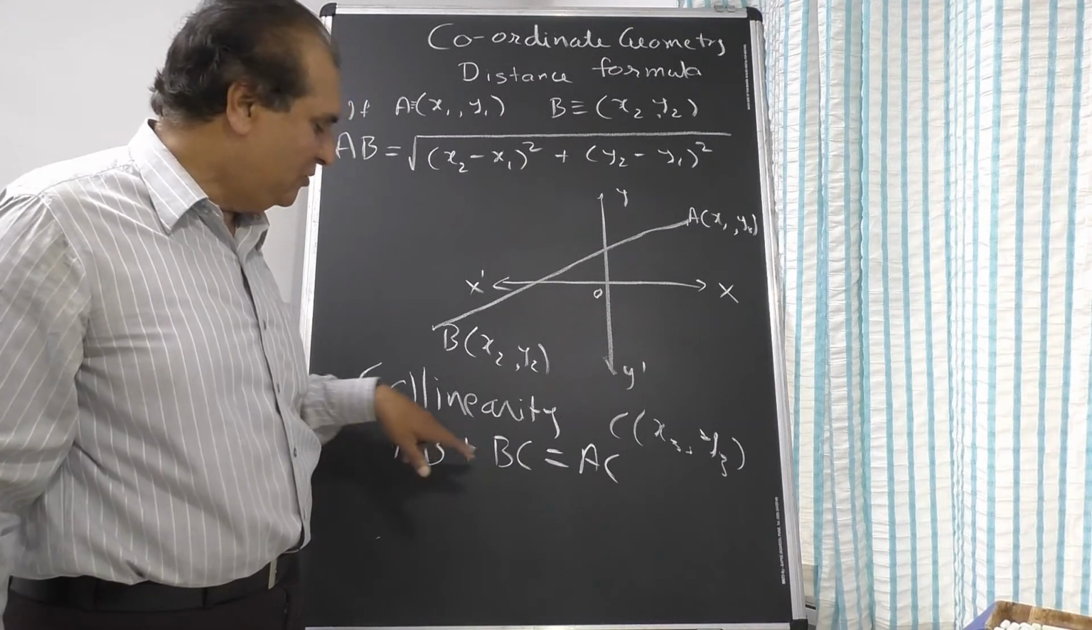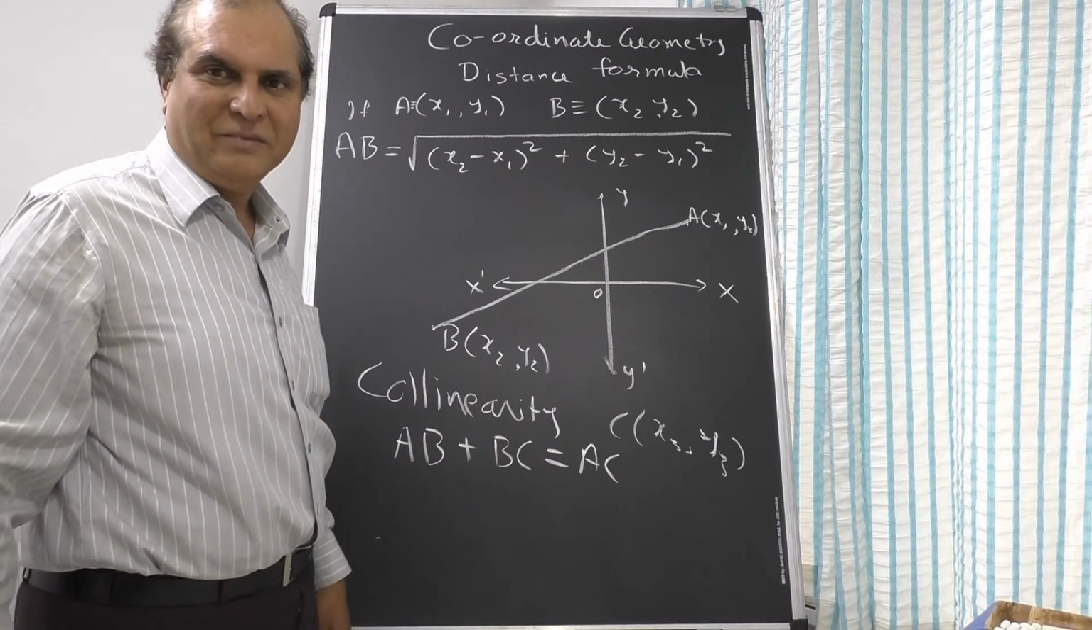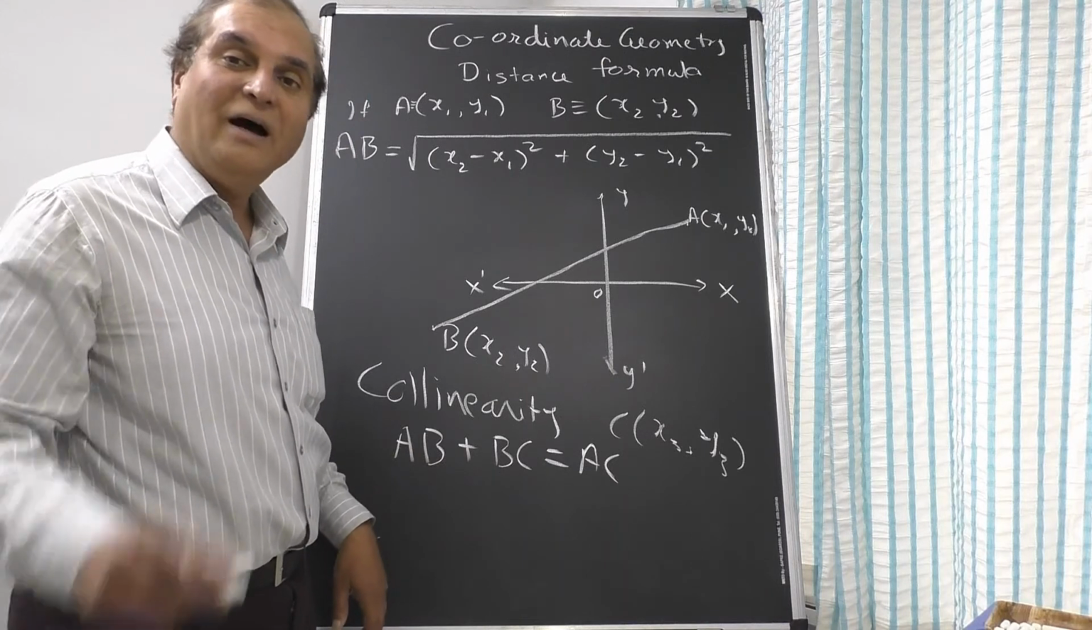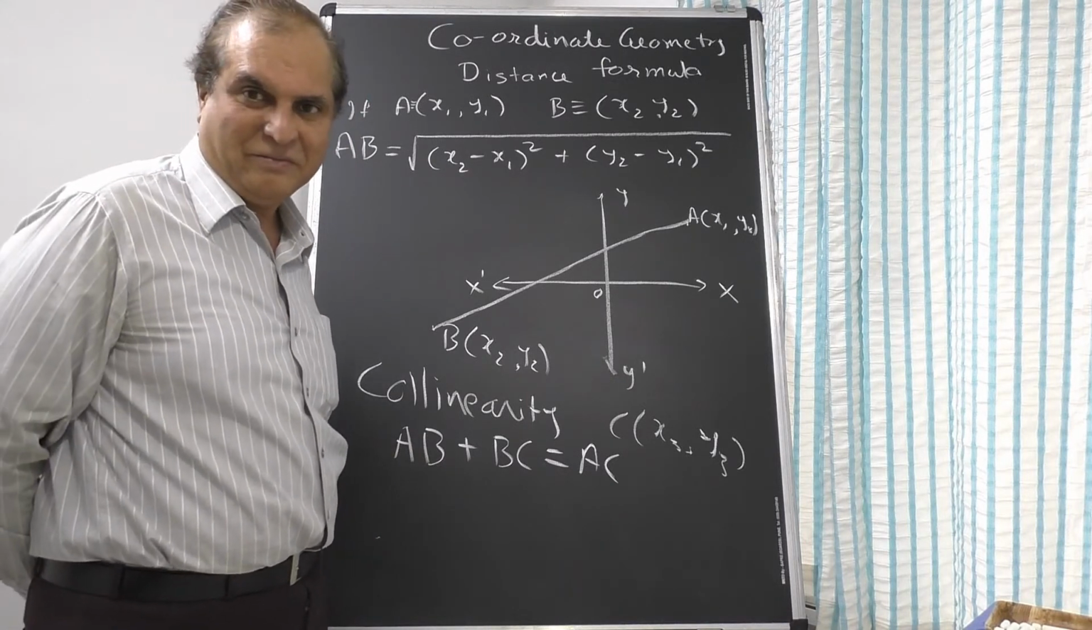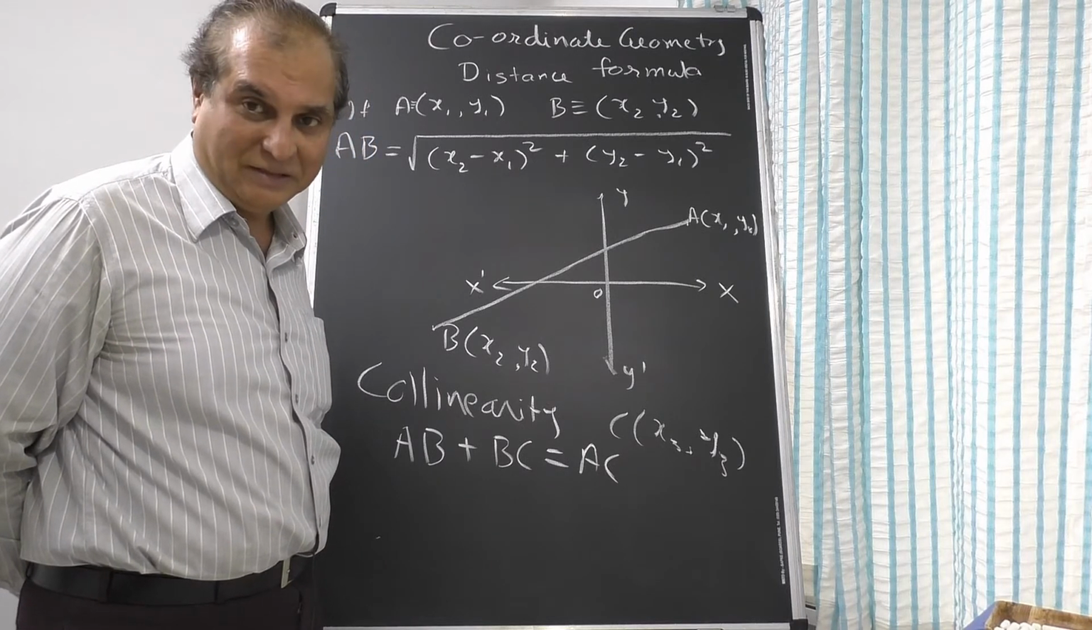Suppose AB you get 5, BC you get 3 and AC you get 8. 5 plus 3 is 8, and you have automatically proved points A, B, C are collinear. This is the basic concept for using the distance formula.